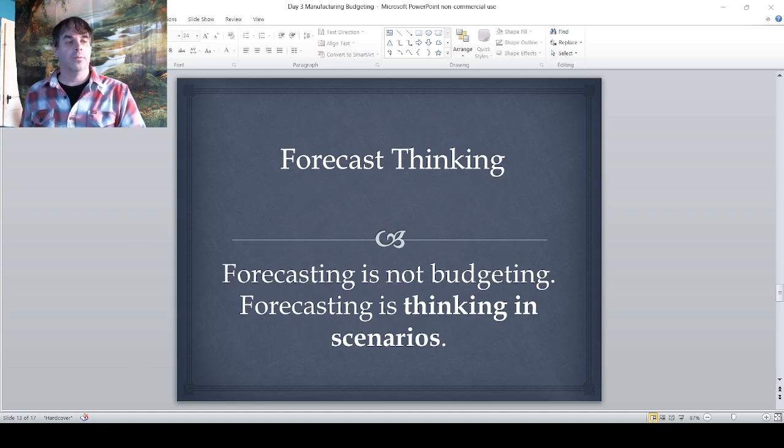Finally, let's talk about forecast thinking. Once we understand cost behavior, we can predict costs if production changes. Ask yourself, if volume increases 10%, which costs move? Variable, yes, it's proportional. And fixed costs, no, doesn't move at all. Mixed, only the variable portion moves.